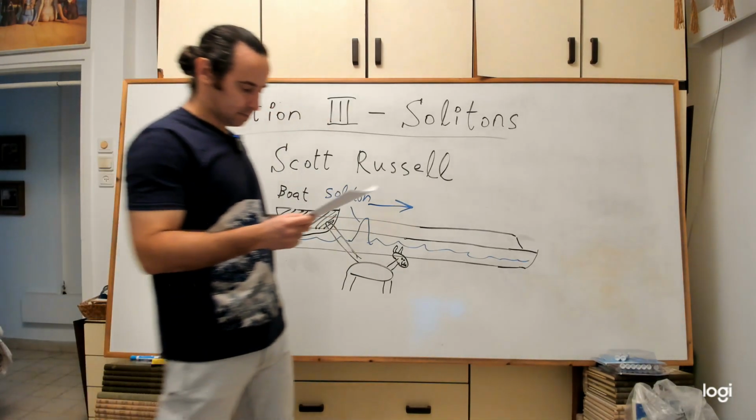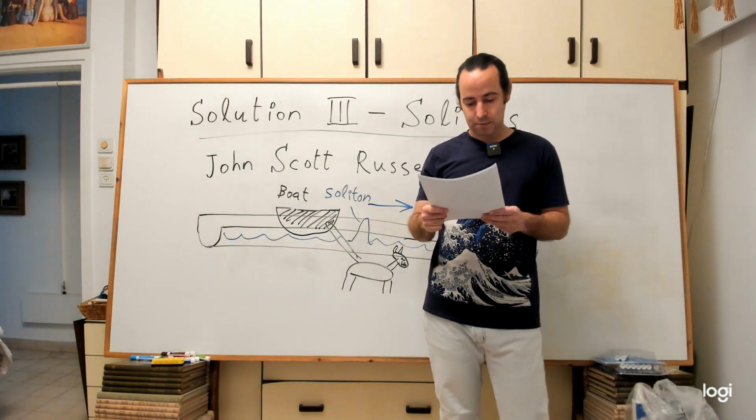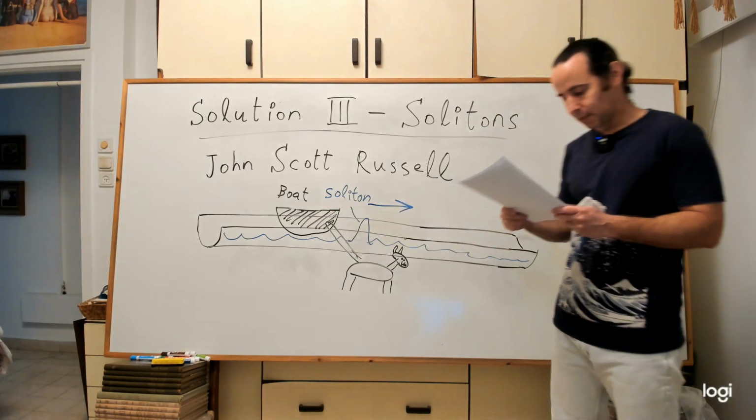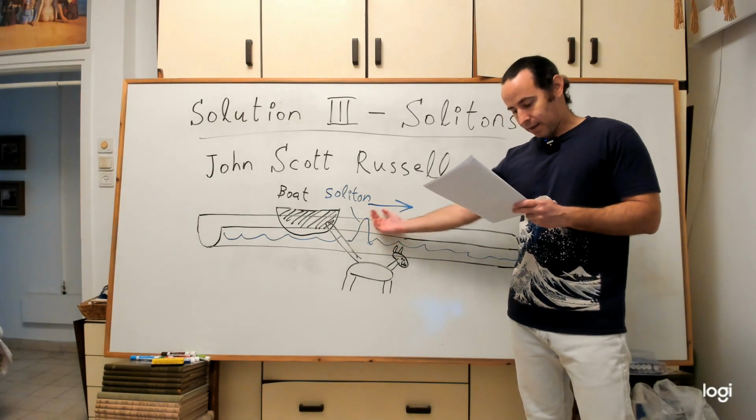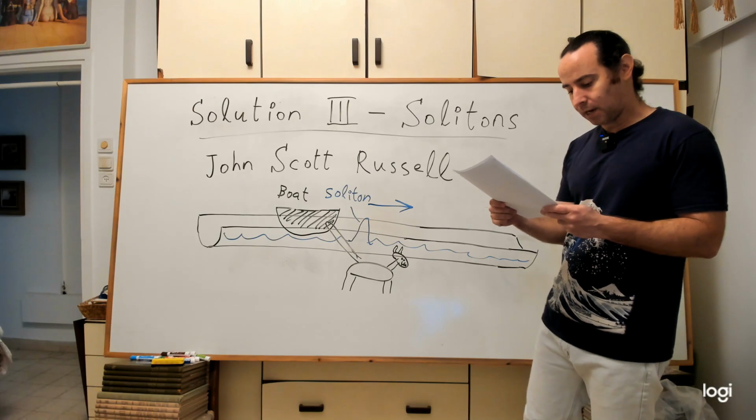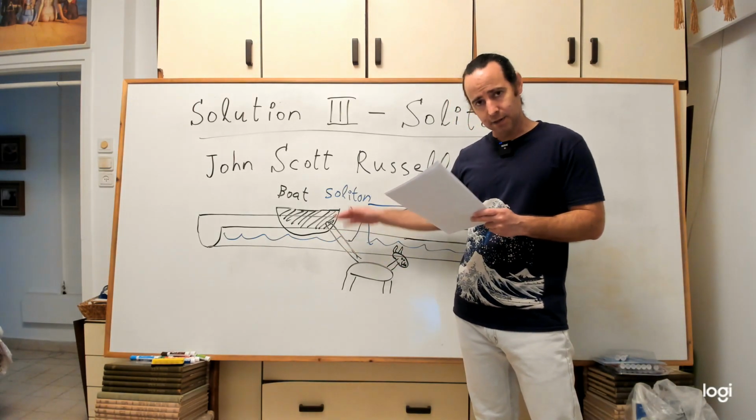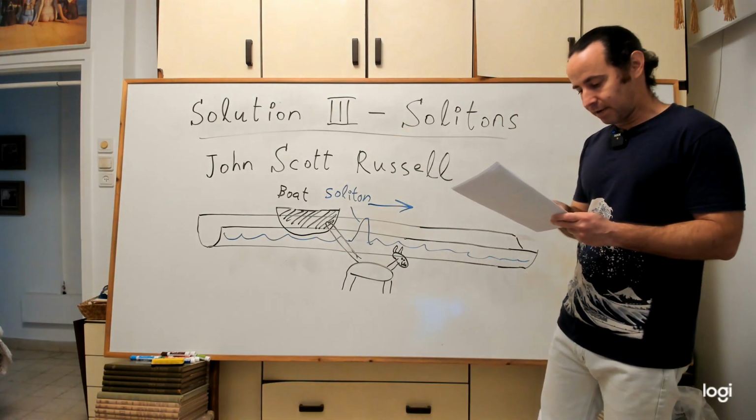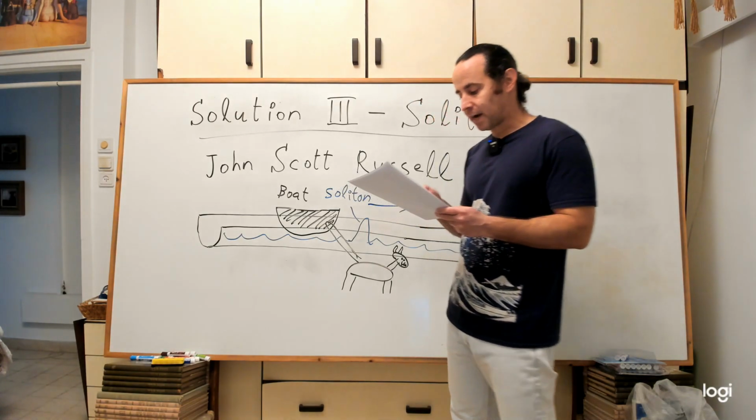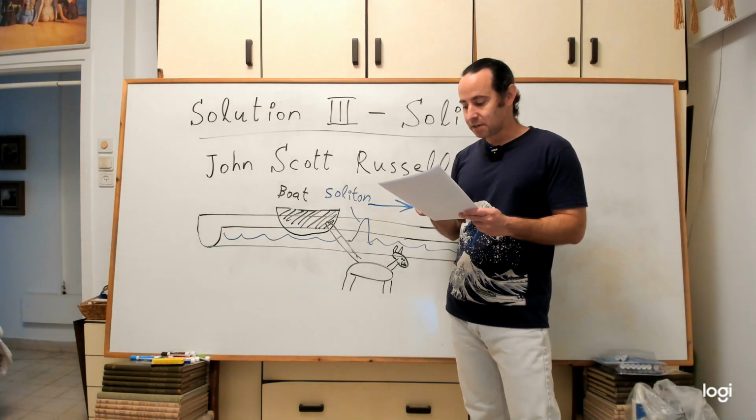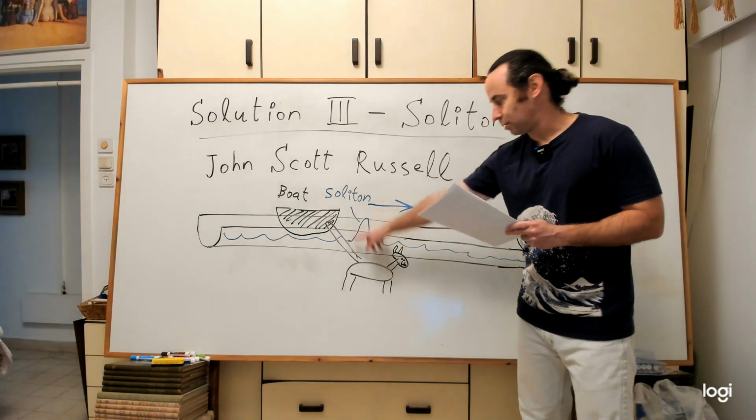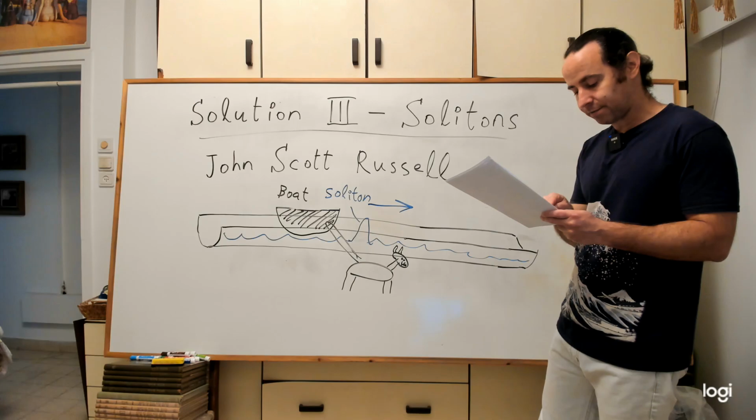So I'm reading what he is saying. "I was observing the motion of a boat which was rapidly drawn along a narrow channel by a pair of horses. When the boat suddenly stopped, not so the mass of water in the channel which it had put in motion. It accumulated round the prow, the front, upper front of the boat, in a state of violent agitation. Then suddenly leaving it behind, rolled forward with great velocity, assuming the form of a large solitary elevation, a rounded, smooth and well-defined heap of water."